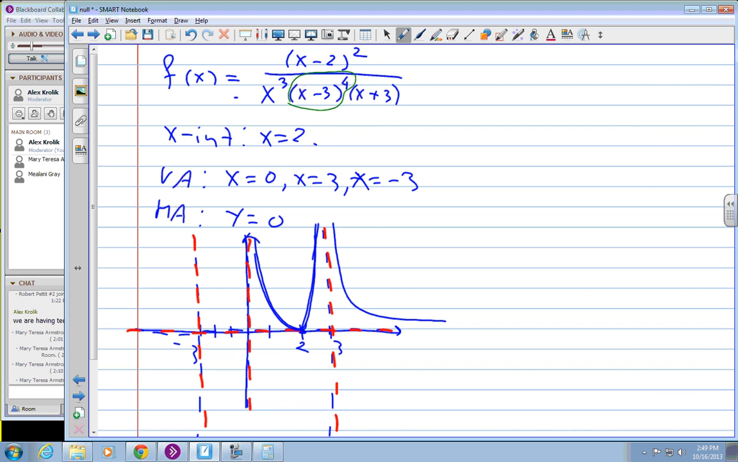And it comes to 0. Now, what's the multiplicity of 0? 3, so that's odd. So it has to change the sign. So it will start from the bottom. So you see, I went from positive to negative. Now, there are no x-intercepts here, so it has to remain entirely on the bottom. And then you approach the last asymptote, x equals negative 3, that has odd multiplicity, so it has to change the sign. So it jumps to the top.